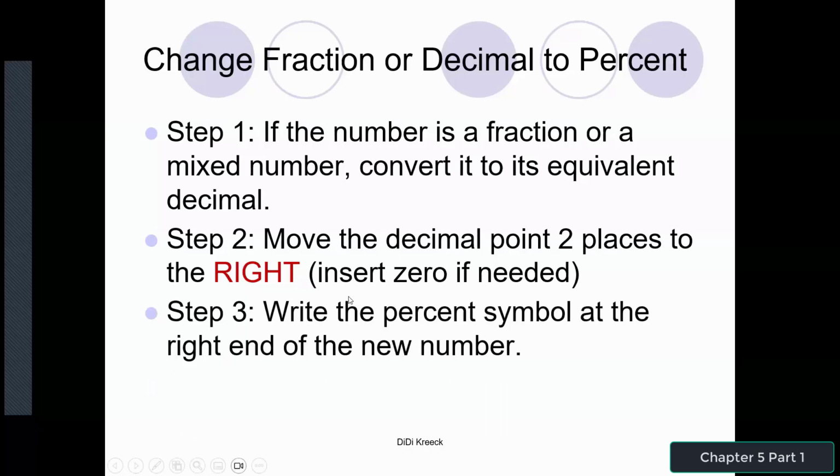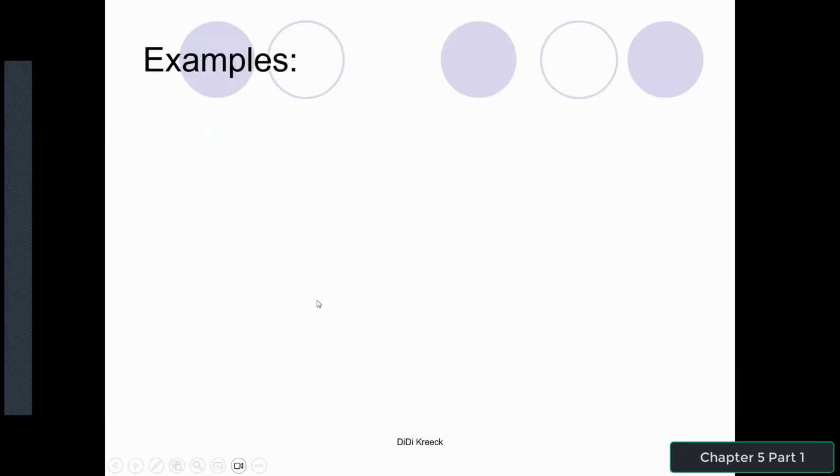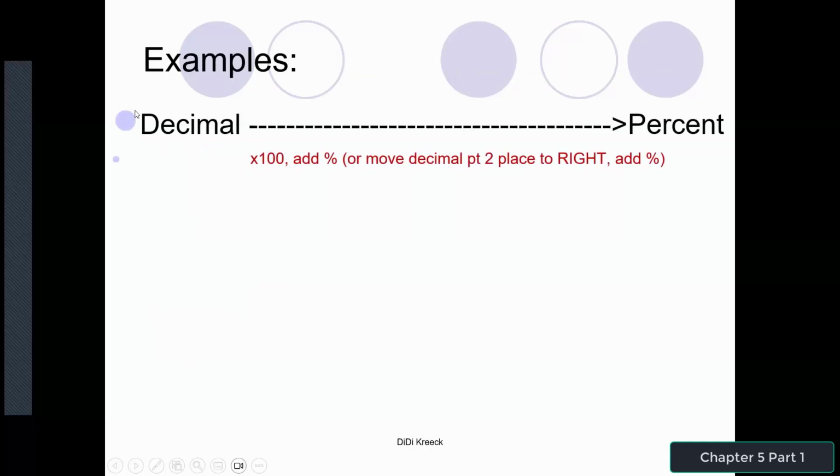Okay? So an example of this will be converting decimal into percent. Earlier we did a handful of examples of converting percent into decimal, so know that this is the reverse. When we have a decimal, convert that into percent. It could be a decimal number, a whole number, a fraction or a mixed number. If there's any fraction or mixed number, we need to convert those to the equivalent decimal first, and then we multiply by 100 and add the percent symbol. Or we simply use the shortcut: moving the decimal point 2 places to the right and add percent.